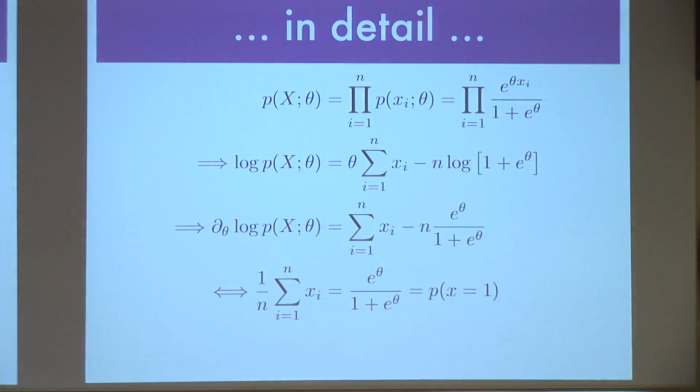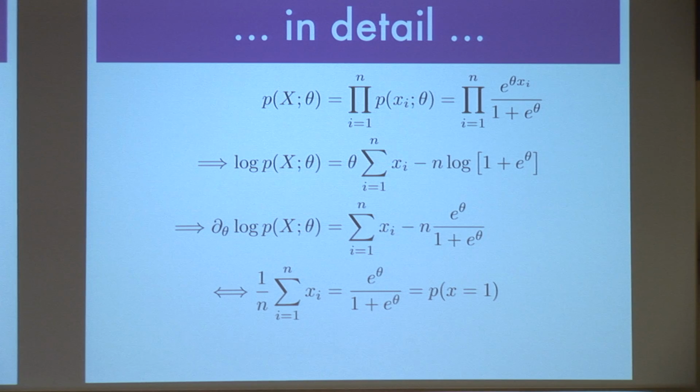Okay, so let's just have a look at the algebra here. So p of x parameterized by theta is just the product over i going from 1 to n of p of xi given theta, right? Now, I can write it as such. And if I want to maximize this, quite often it's a good idea to take a log and then maximize it. Taking logs makes these pesky exponentials go away, and we just get theta times the sum over xi minus n times log of 1 plus e to the theta.